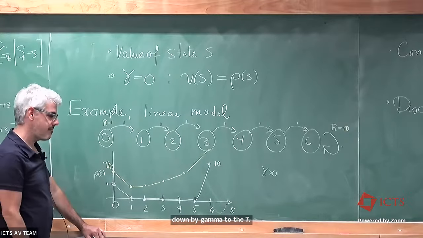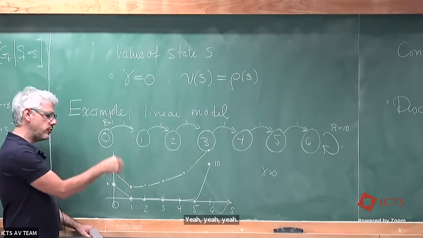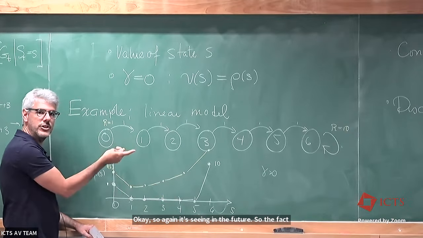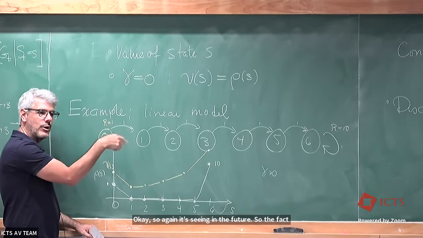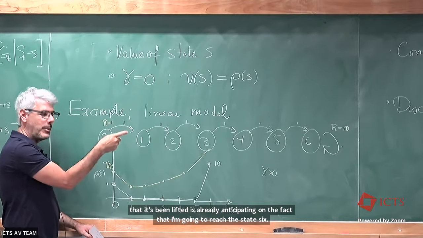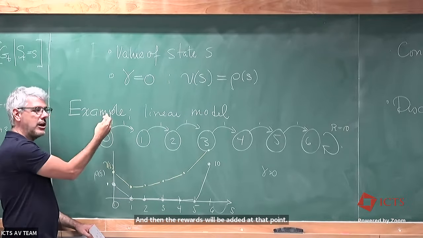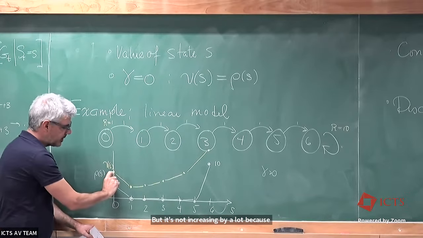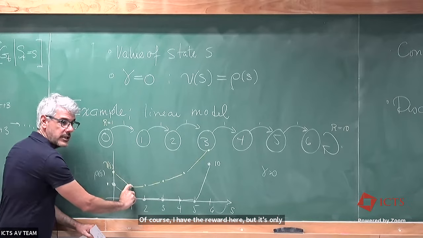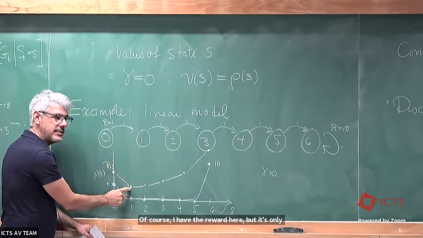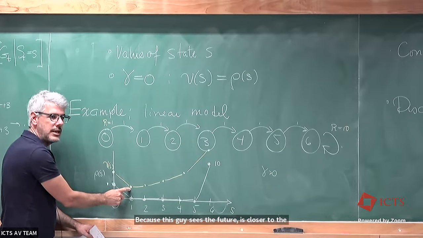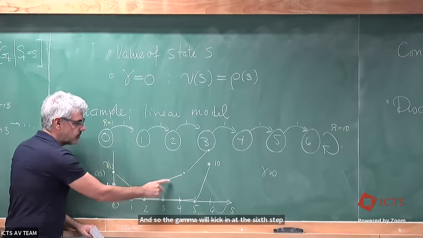Yeah. Okay. So again, it's seeing in the future. So the fact that it's been lifted is already anticipating the fact that I'm going to reach the state 6, and then the rewards will be added at that point. But it's not increasing by a lot. In fact, the gap here is going to be smaller than the gap there, because this guy sees the future, is closer to the future. It's going to reach that state in 5 steps, and so the gamma will kick in at the 6th step. Okay, and then so on like this.